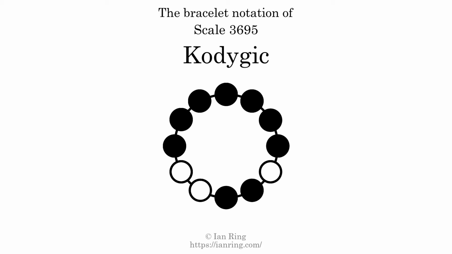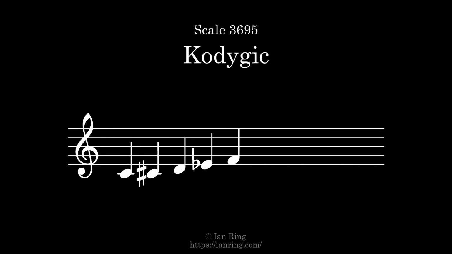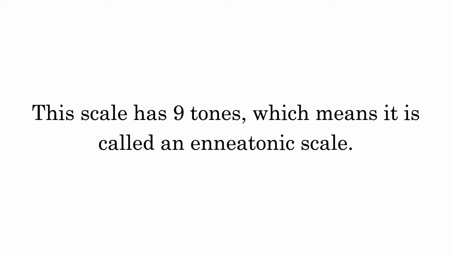3695, Kodygic, which sounds like this. This scale has 9 tones, which means it is called an enneatonic scale.